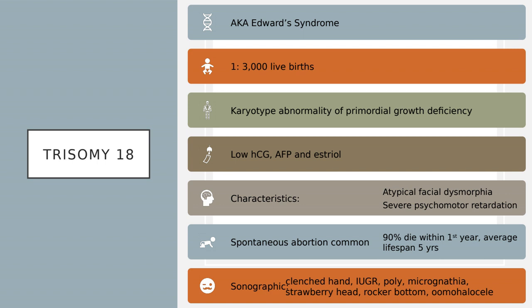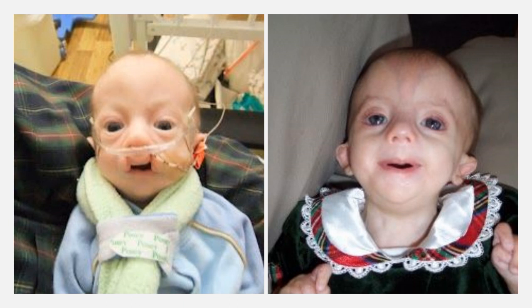These babies are also going to have IUGR. Like we said, it's a growth deficiency, so they're going to be abnormally small. They're going to have polyhydramnios, micrognathia, a strawberry-shaped head, rocker bottom, which is a foot condition we'll talk about, and omphalocele, which we will also talk about as well. And here are two little sweethearts with that. So cute and so unfortunate.